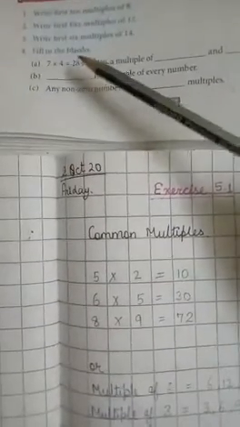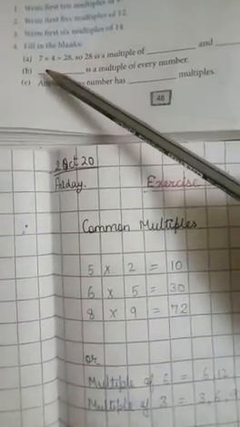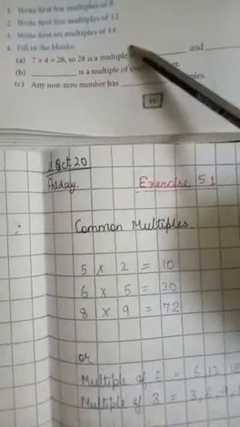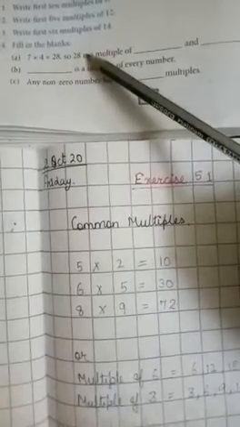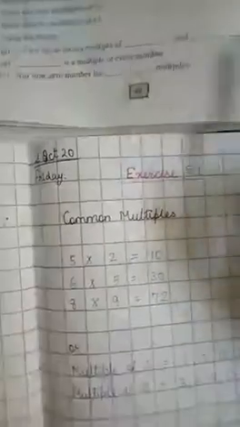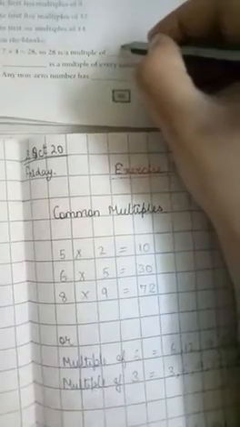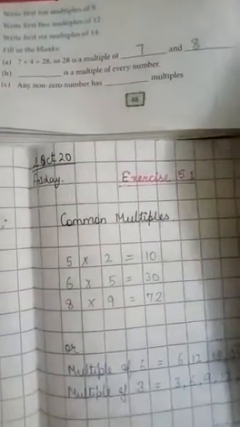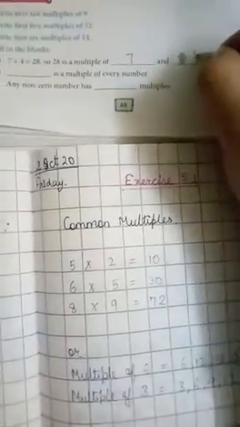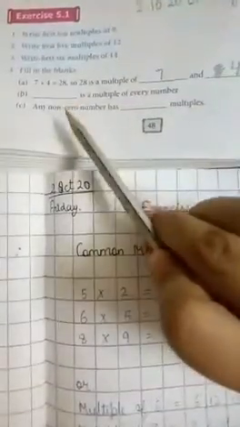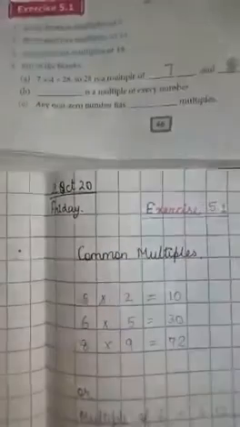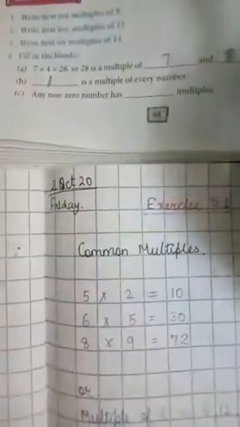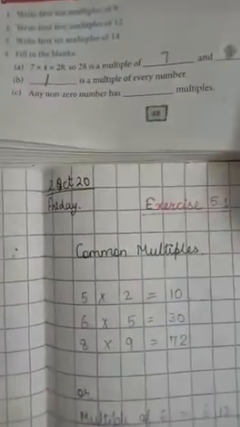Now let's move to fill in the blanks. 7 into 4 is equal to 28. So 28 is a multiple of, किस multiple is 28? 7 and 4. Dash is a multiple of every number. What is the number which is a multiple of all the numbers? 1. 1 and 0 are multiples of all the numbers.